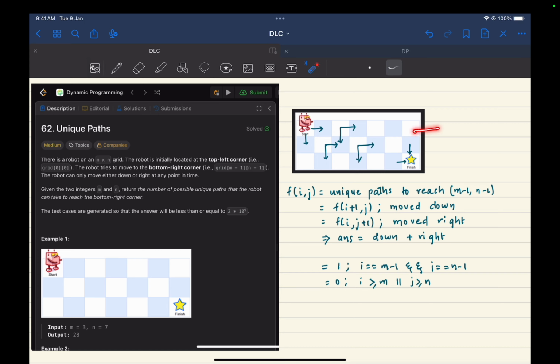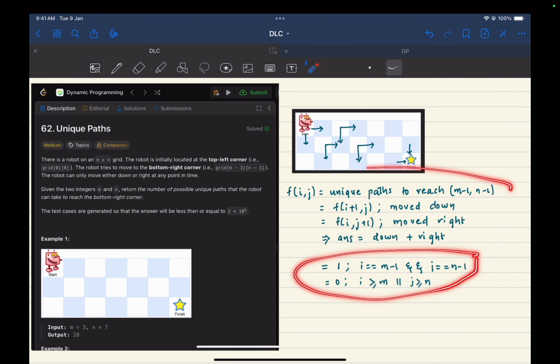If I was reaching out of bounds either in m or in n, that means there is no way I can reach to m minus 1 and n minus 1. So I will be returning 0 in this particular case. So these are the base cases which we have, and this is the recurrence relation we have.